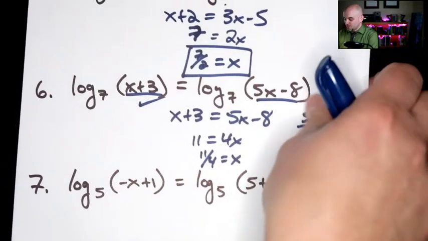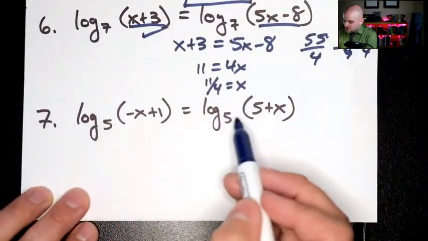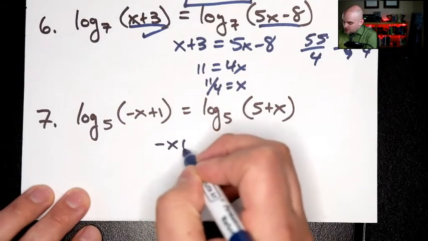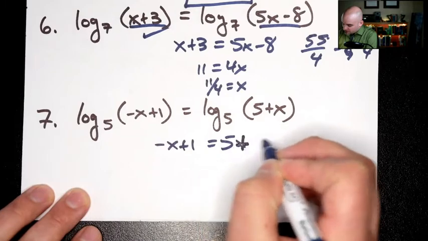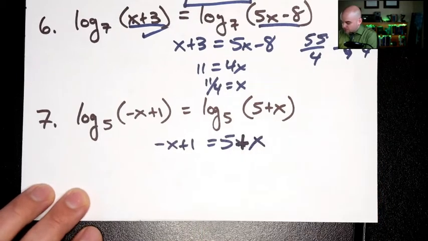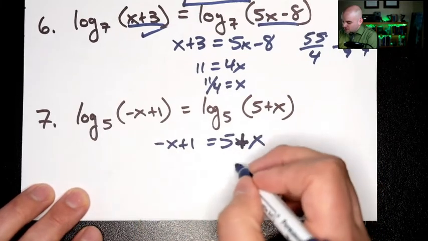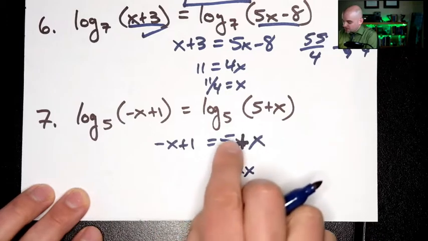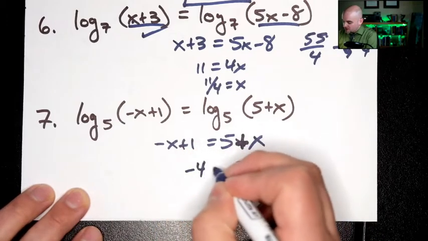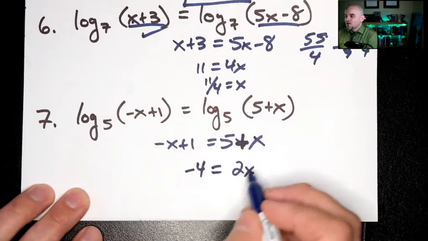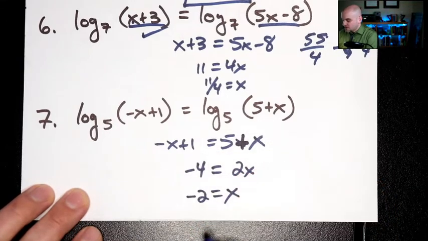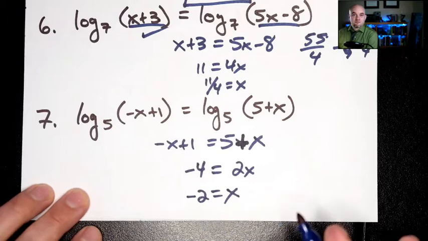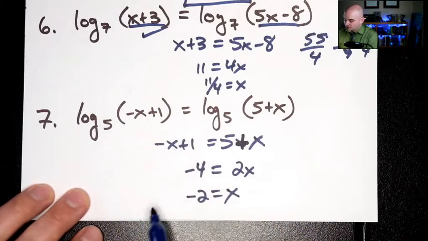Number 7. So number 7, once again, we've got the same bases. And we get negative x plus 1 must equal 5 plus, that's a plus symbol, 5 plus x. I'm going to add x to both sides and get 2x on the right side. Subtract 5 from both sides, I get negative 4 over here. And dividing both sides by 2, I get negative 2 is equal to x. Can x be negative? It can. I just can't take the log of a negative number.